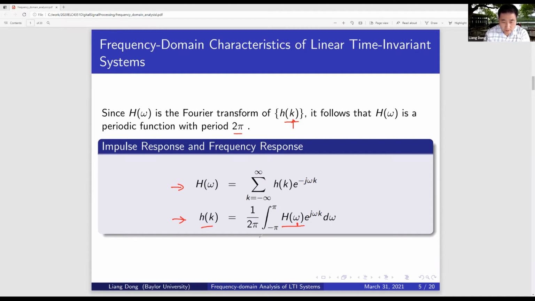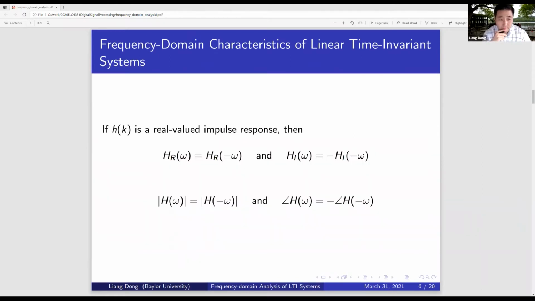Therefore, what we do is integration over a window of 2 pi of H of omega times e to the positive j omega k, d omega, and then divide by the window size. So we get this inverse Fourier transform. That's how we calculate capital H and little h that represent the system. If h[k] is a real valued impulse response, which in practice, for every system where you store the parameters, it's real. Right? If h[k] is a real valued impulse response, then we have these.